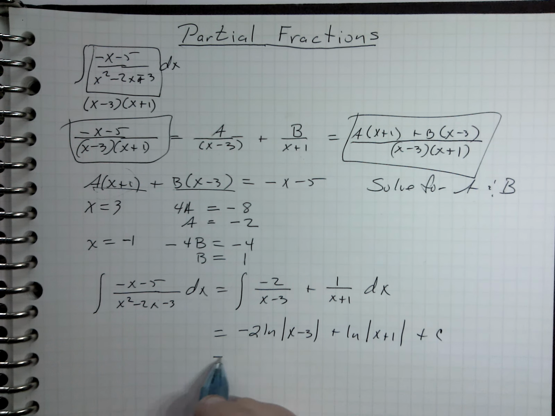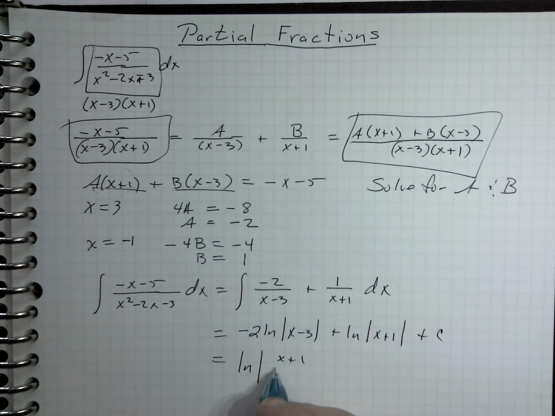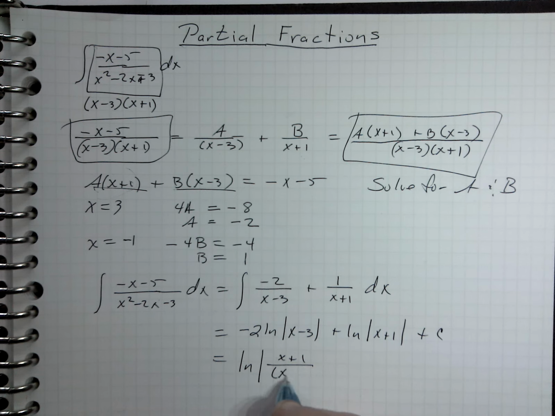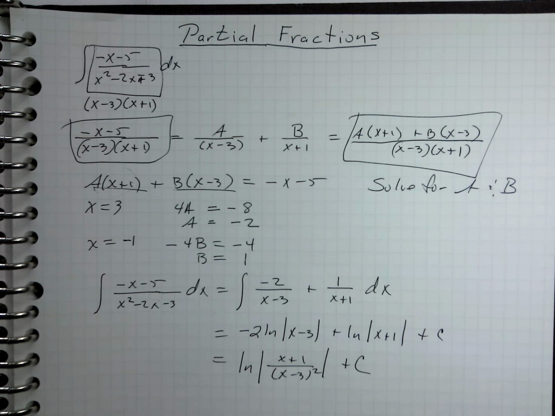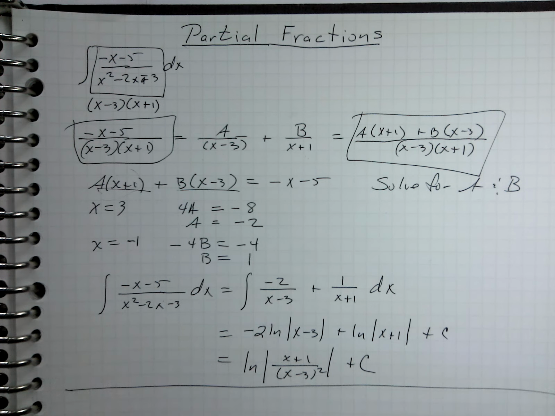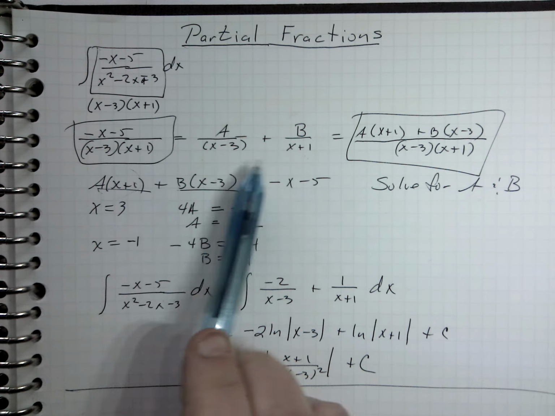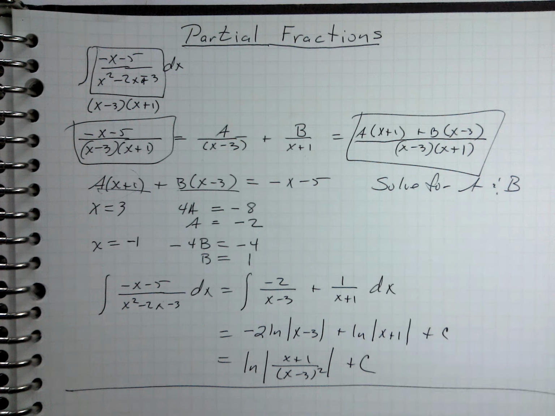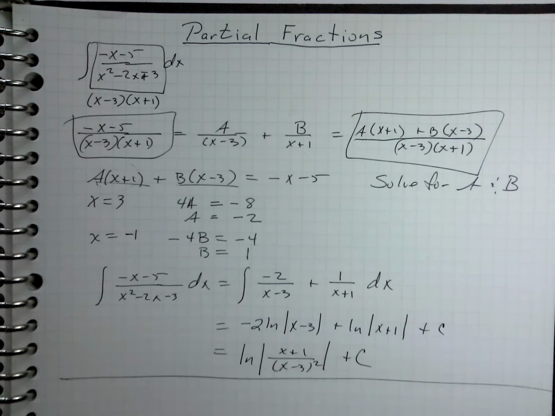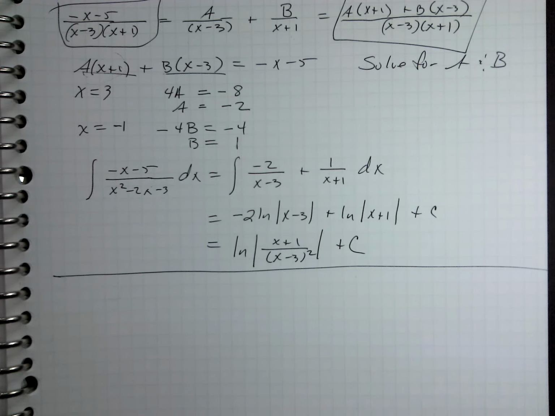And if you want to get fancy, you could bring the logs together, but you don't have to. I'll have the natural log of x plus 1 over x minus 3 squared plus C. So that is a partial fraction. So if your factors are linear, you will put constants on top of them to break it apart. If they're not linear and you cannot factor them, then you have to put something that's linear on top of it.